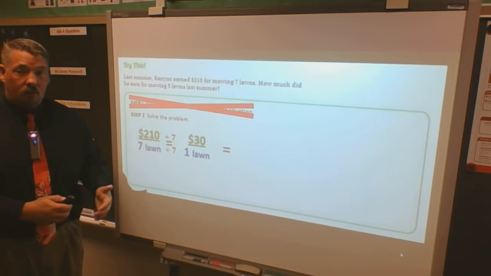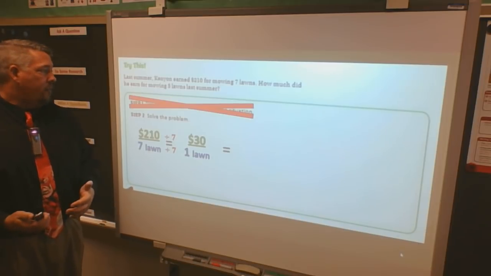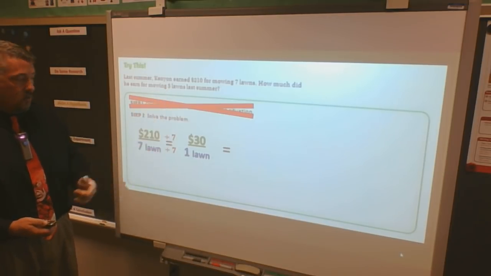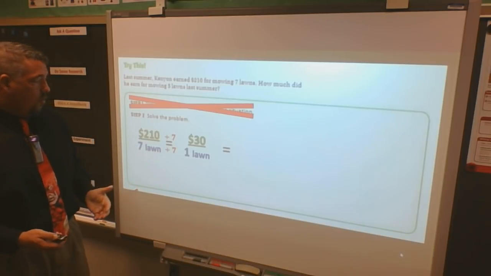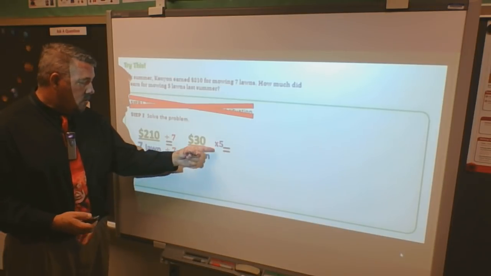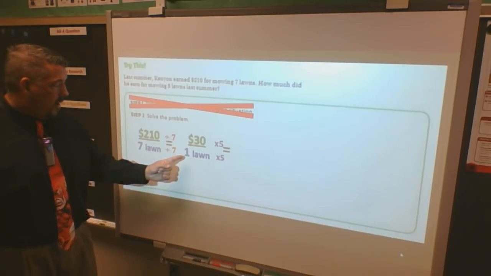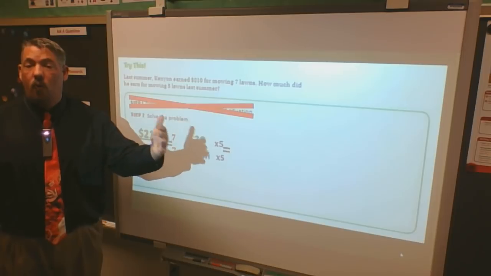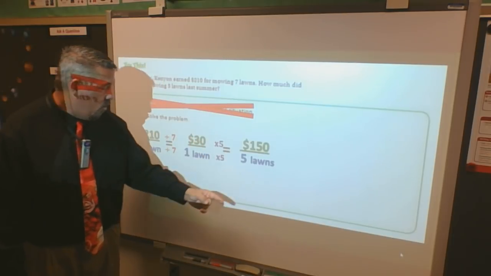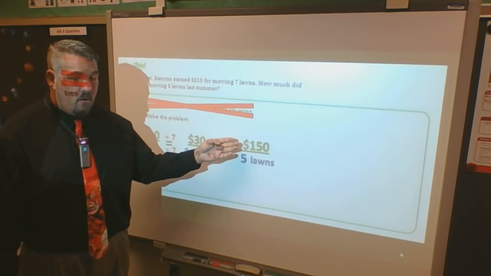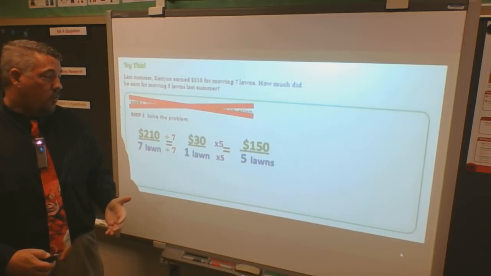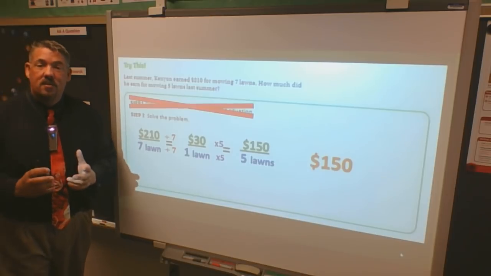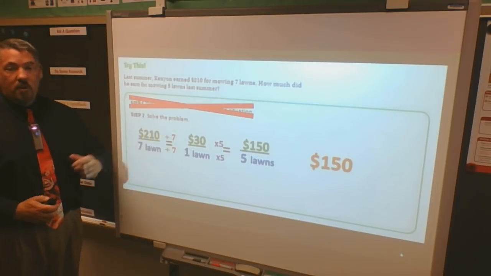If he got $30 for 1 lawn instead of the 35, then how much would he get for 5 lawns? So I'm missing my dollar amount. Well, to get there, I know I have to multiply them both by 5 because my denominator now has to become 5 lawns for my new rate. I get 5 lawns, and 30 times 5 is $150. So how much would he earn? He would earn $150 because that's the piece that's missing. That's the piece they're asking for.